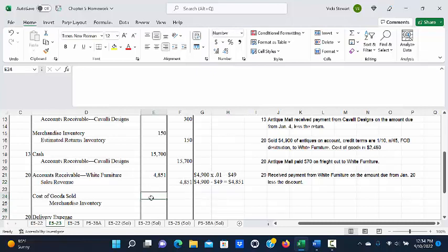We also need to record the cost of goods sold. We were given in the problem that cost of goods is $2,450, so debit cost of goods sold for that amount and credit merchandise inventory for the same amount.